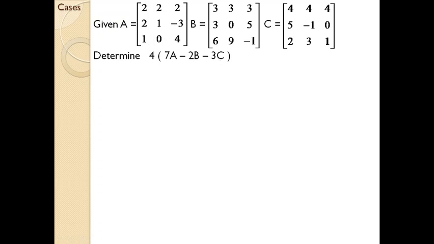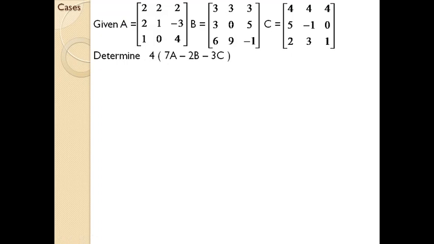Okay, in this question there are 4 scalars because in 7A, the 7 is a scalar, in 2B, 2 is a scalar, in 3C, 3 is a scalar, and overall you have 4. So first of all you need to find what is in 7A, 2B and 3C, and based on the matrices you have found, you will have to find the new matrix by subtracting each matrix within this bracket, and after that you need to again multiply the final matrix with 4. Okay, let's try to find the answer of this question.